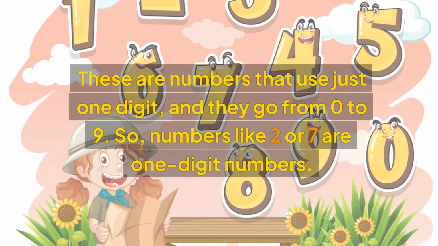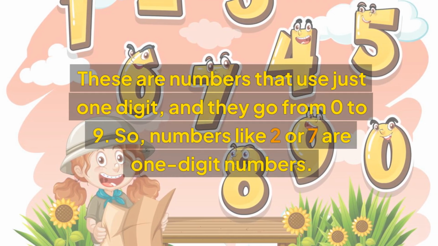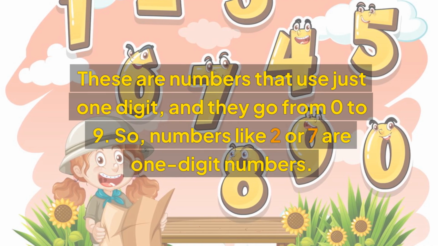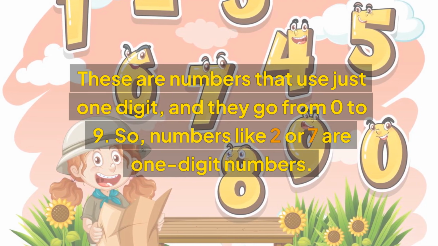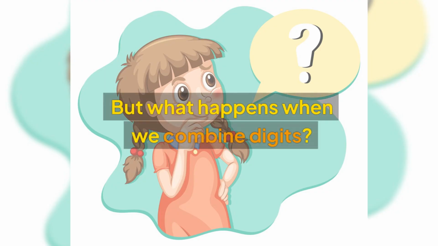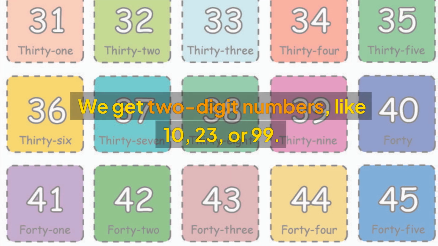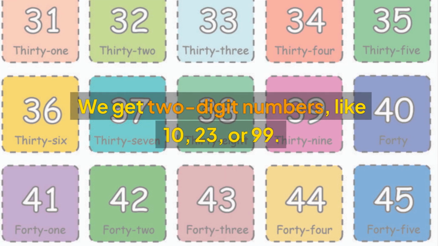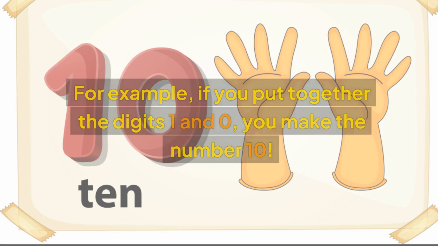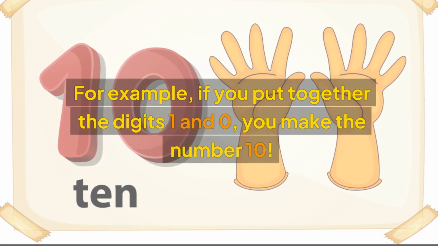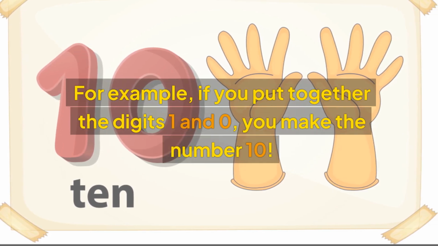Moving on, have you ever heard of a one-digit number? These are numbers that use just one digit, and they go from 0 to 9. So, numbers like 2 or 7 are one-digit numbers. But what happens when we combine digits? We get two-digit numbers, like 10, 23, or 99. For example, if you put together the digits 1 and 0, you make the number 10.